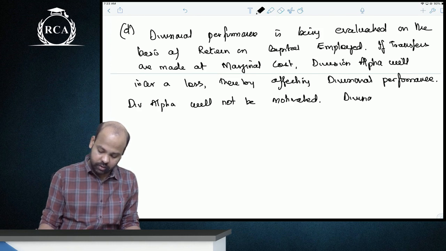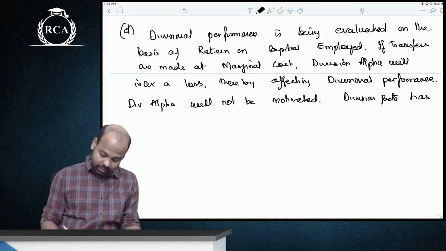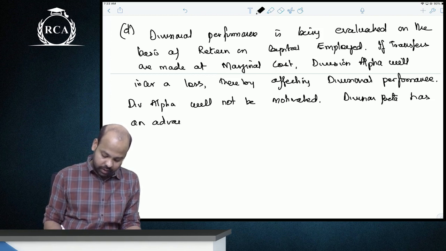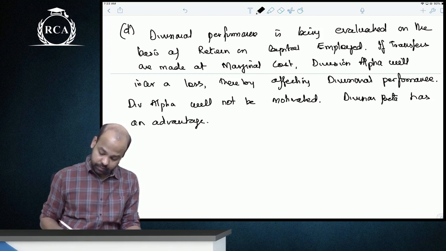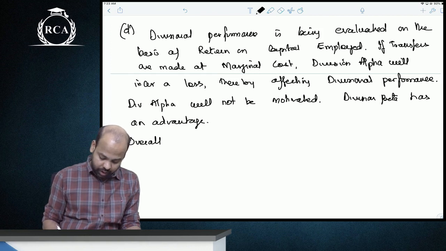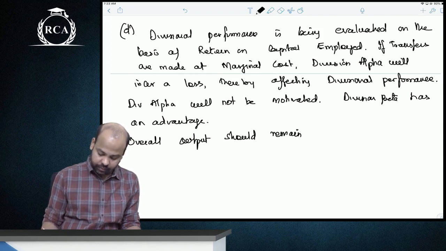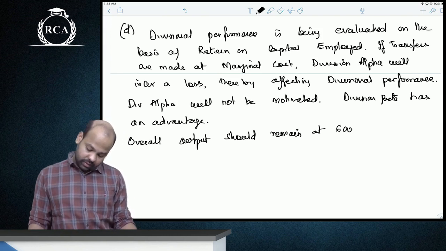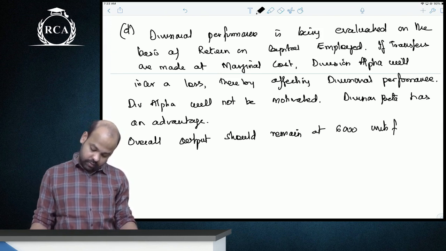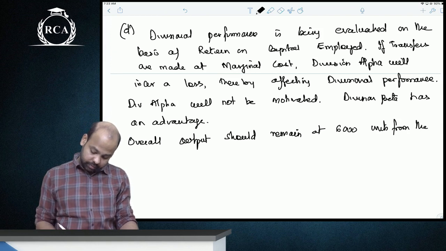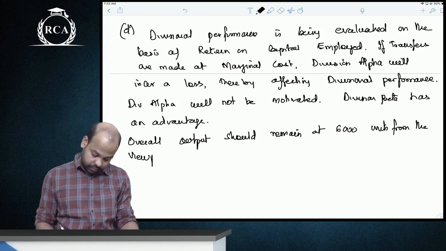Division beta has an advantage. The overall output should remain at 6,000 units from the viewpoint of the company.